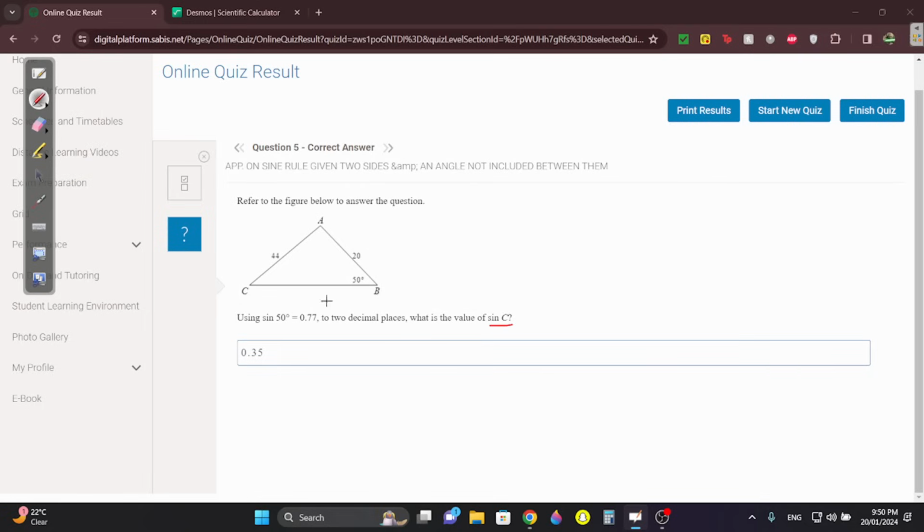Okay, here again they want sine. They gave us sine 50 = 0.77. What is the value of sine C? So here they want sine C. So we always start with what they're asking for.